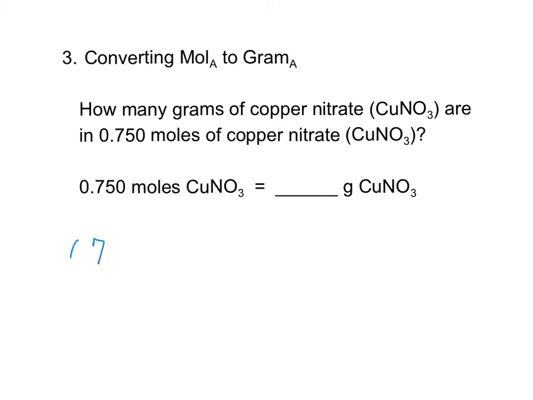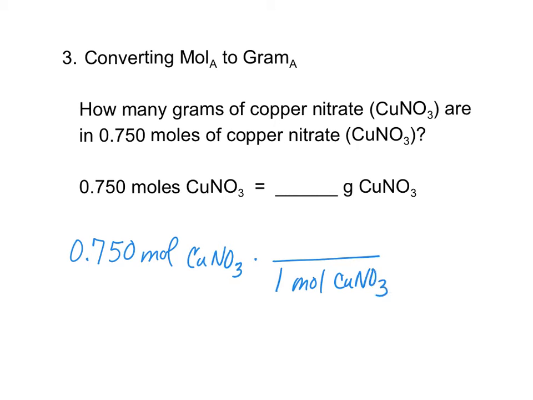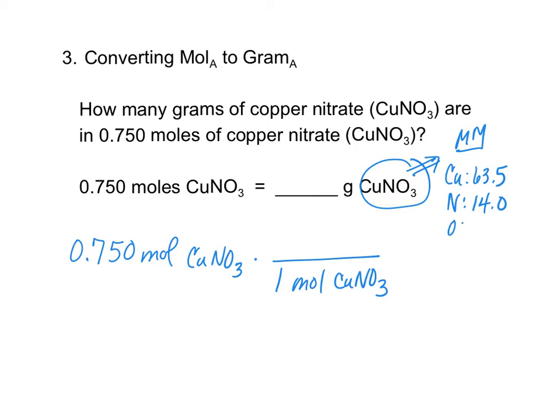Okay, so we're going to start with 0.750 moles of copper nitrate, and we want to go to grams. Well, a mole of copper nitrate has a certain molar mass. If you take a look, the molar mass, copper is 63.5. Nitrogen is 14 off your periodic table, and then we have 3 oxygens. Oxygen is 16. If I add all of those up, I should end up with 125.5. Okay, so that's my number that's going to go here.